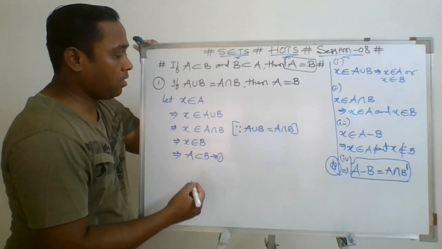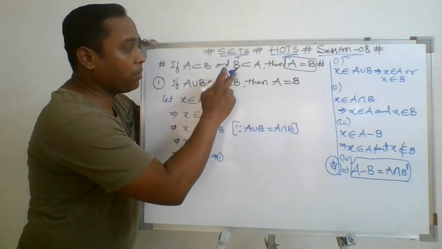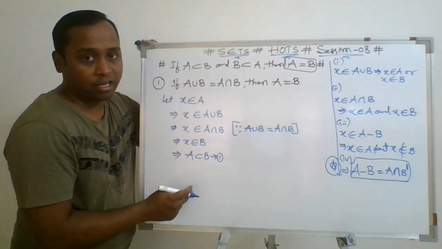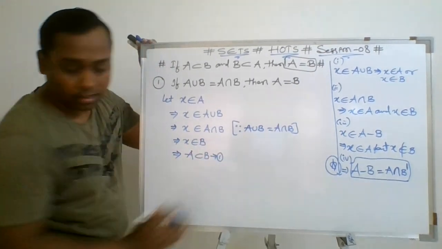Now in the same manner, I will start with another element Y which belongs to B से start करूँगा A पे खत्म करूँगा, right? So I am just erasing this part.